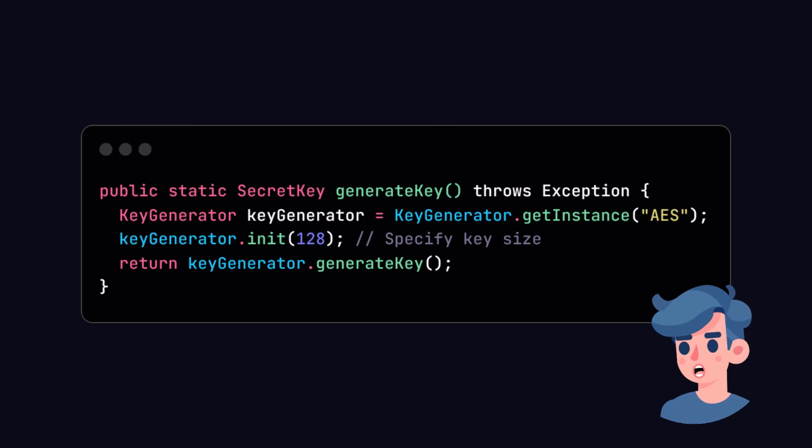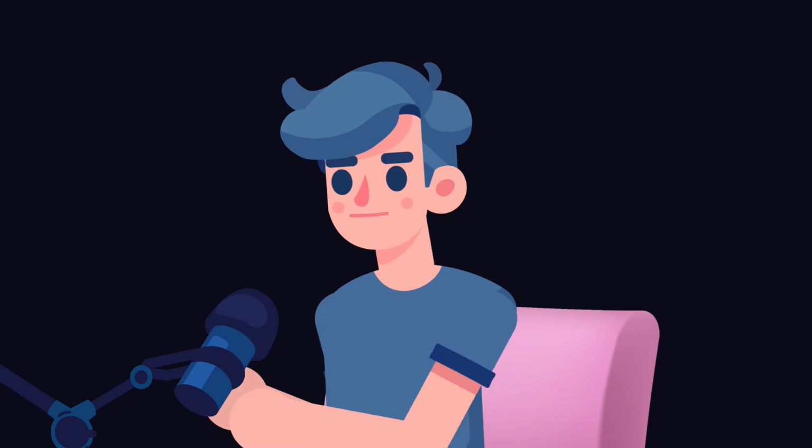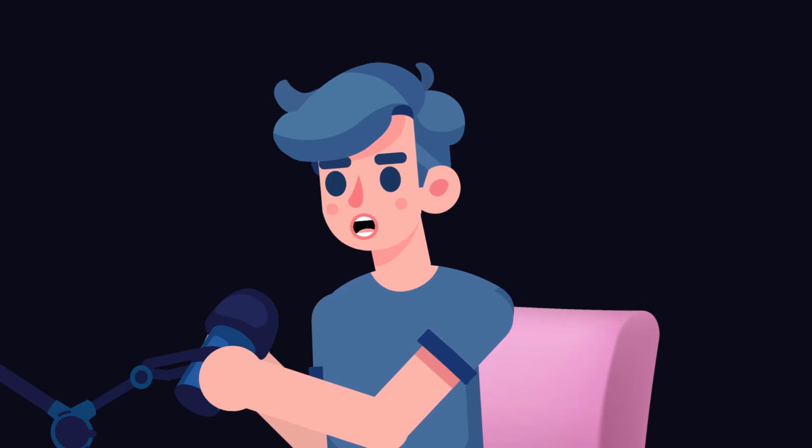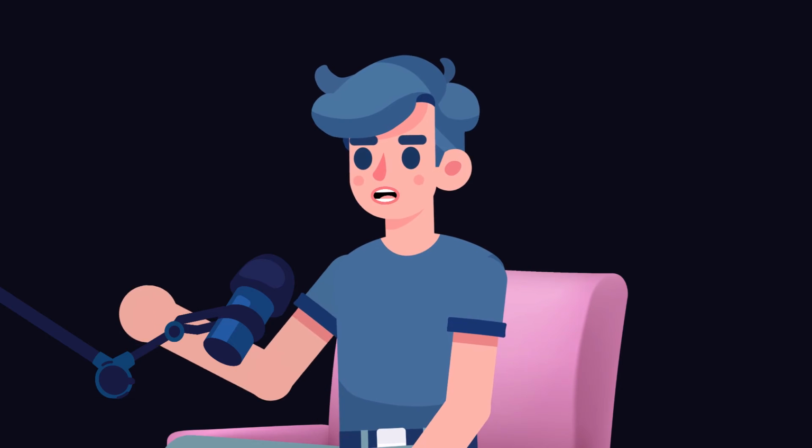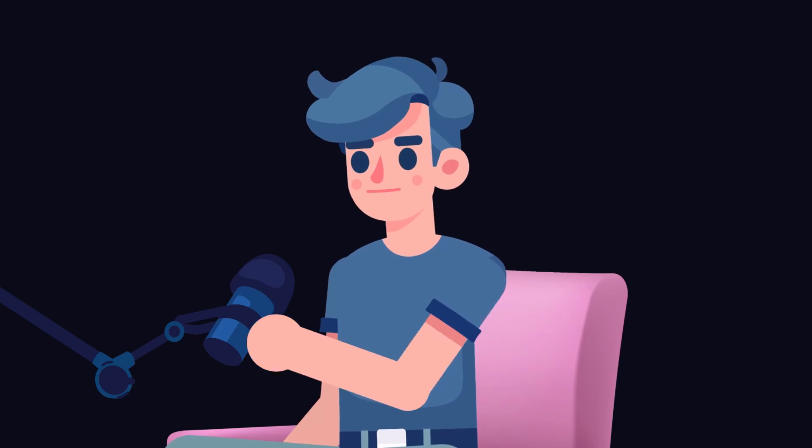Next, let's create a method to generate a secret key for AES encryption. Add the following method to EncryptionUtil. The generateKey method uses the KeyGenerator class to create a new AES key with a size of 128 bits. You can change the size to 192 or 256 bits for more security, provided your Java environment supports it.